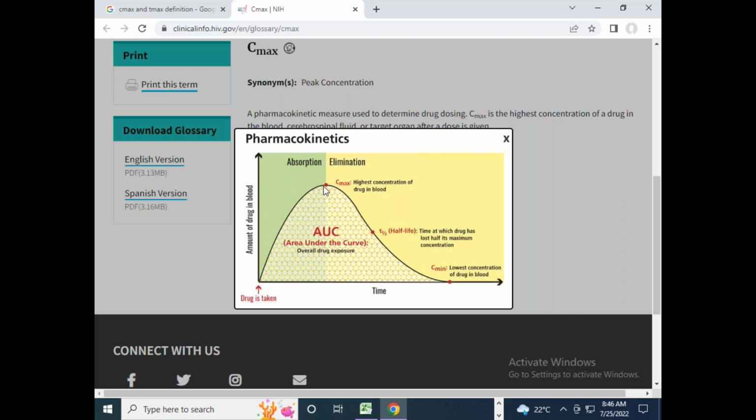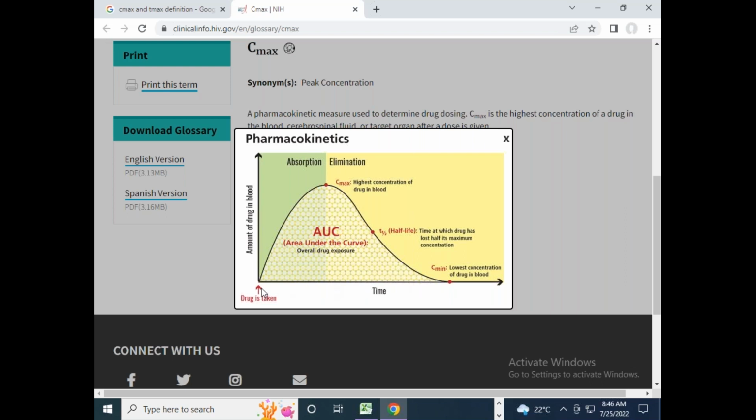And whatever is there in your body now, it has to eliminate, right? The tablet also should come out. Is it right? This is the half-life of your drug. This is C minimum, the minimum concentration observed.